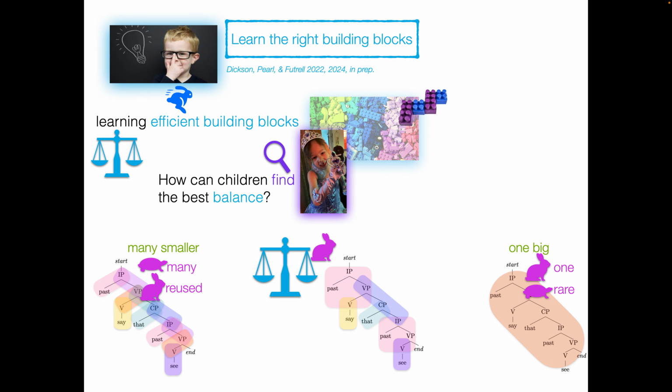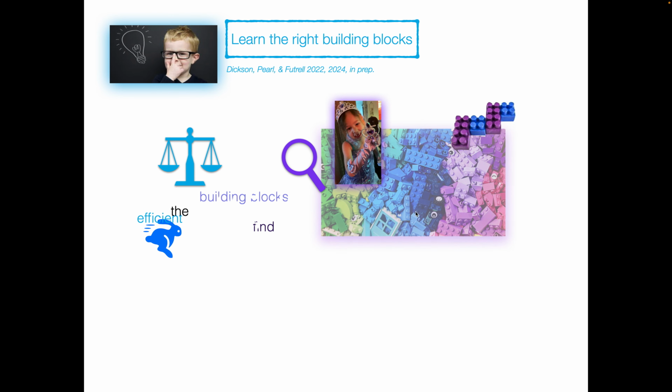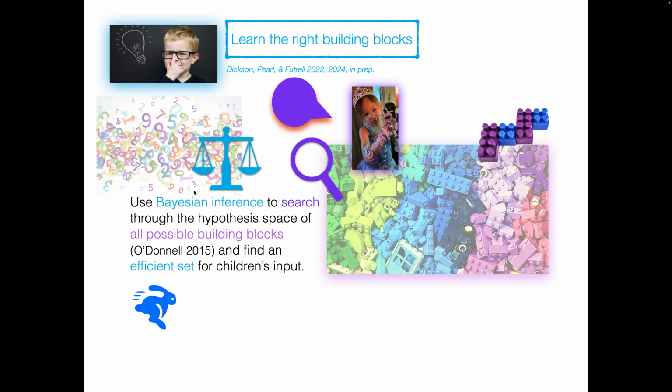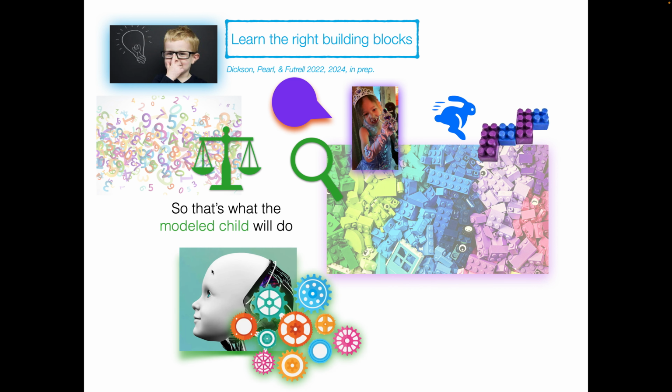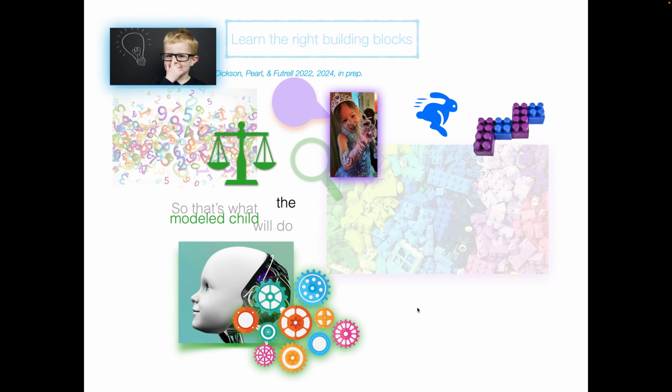So, great. How can children actually find the best balance? Good question. We're going to use some quantitative techniques, some math. We're going to use Bayesian inference to search through the hypothesis space of all possible building blocks and find an efficient set to explain the WH dependencies that children are encountering in their input. And so that's what our model child is going to try to do.